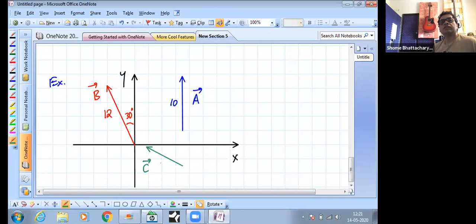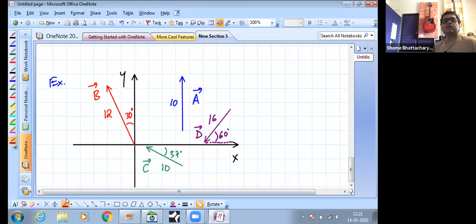Let us say this vector C is also magnitude 10, but this angle is 37 degrees. And finally, we have one more vector, let us say vector D. This one is of magnitude 16, and this angle here is 60 degrees.